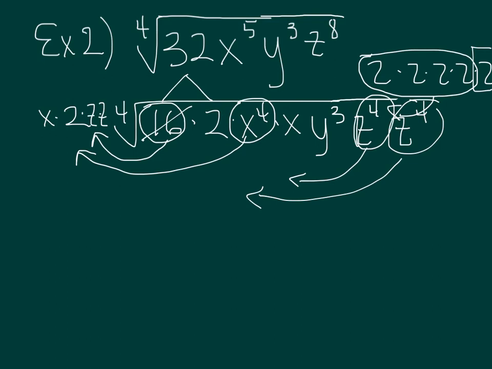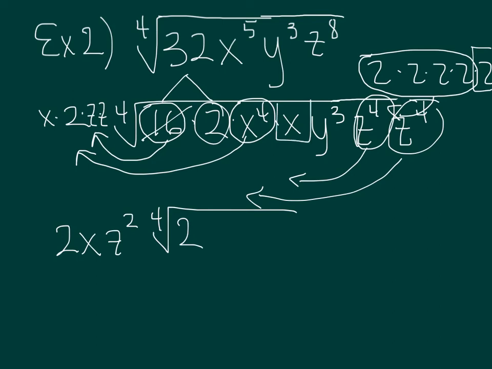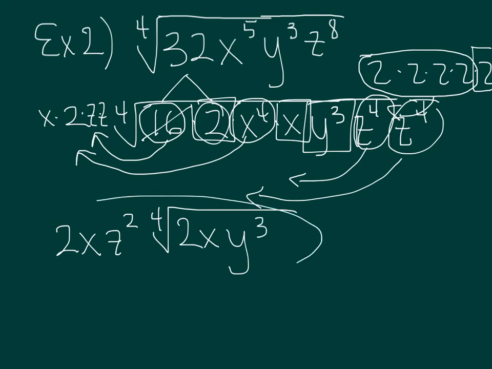And so outside the 4th root is 2xz squared, and left inside the 4th root, we have this 2, this x, and this y to the third. So all of that needs to stay inside. So this is your final answer of the simplified radical.